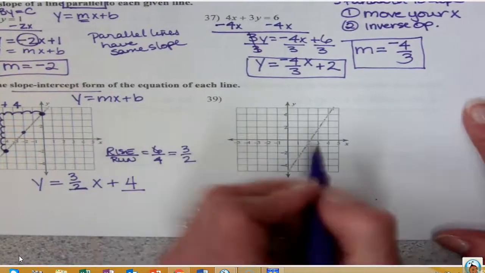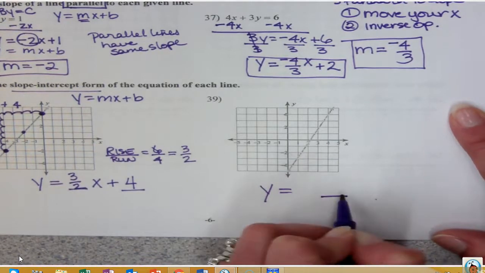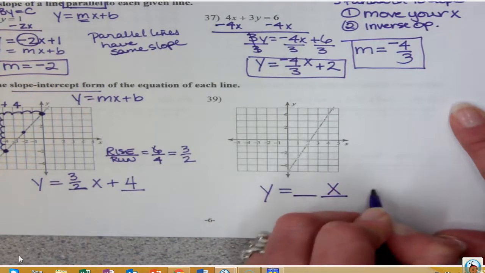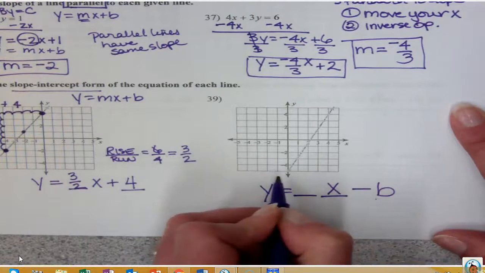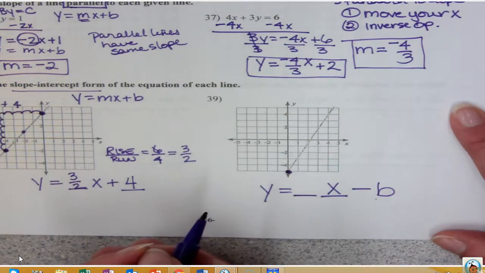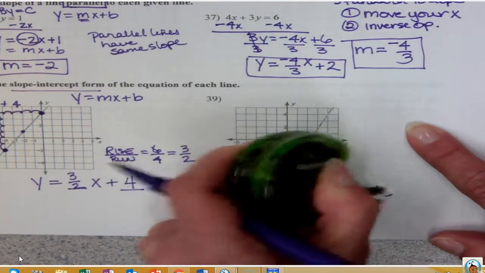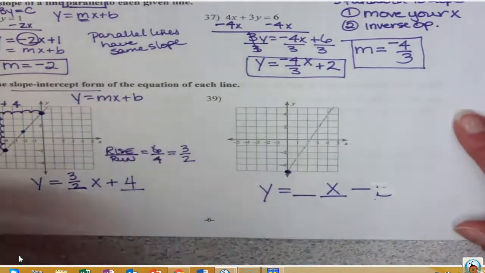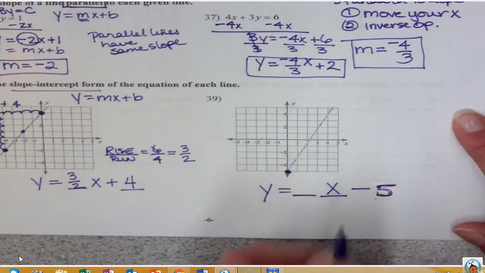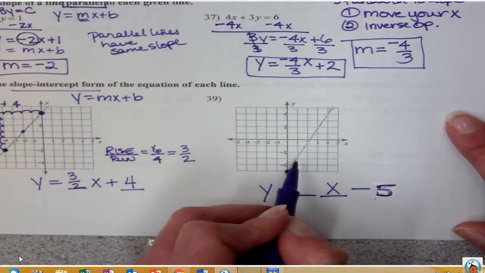Same here. We're going to look for a perfect match. We know that it's going to be y equals something in front of x, plus your b. I'm going to put a negative because I noticed that this is a negative where it crosses. My y-intercept is negative 5.